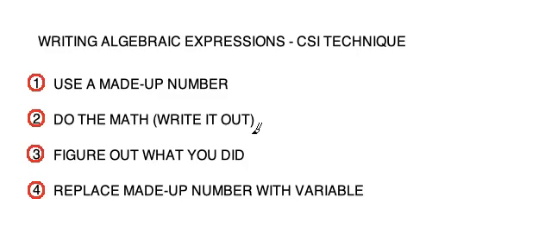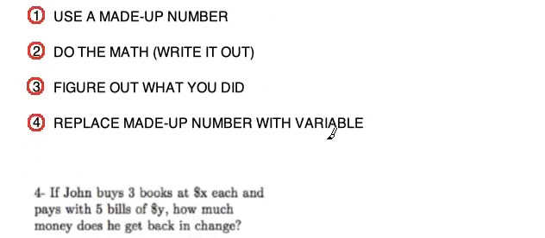And then you do the math and you write out your steps to make sure you can track what you're doing. Then you look and you see what you did, and after tricking your brain into answering the question for you, you switch the number that you made up in step one out and you throw the variable back into the question, and then you should have your expression. So let's look at this in action again.